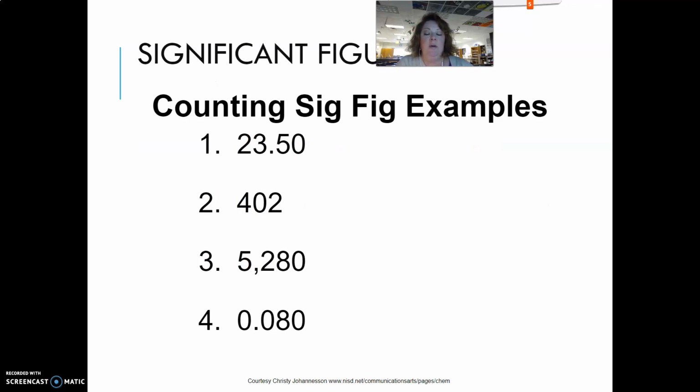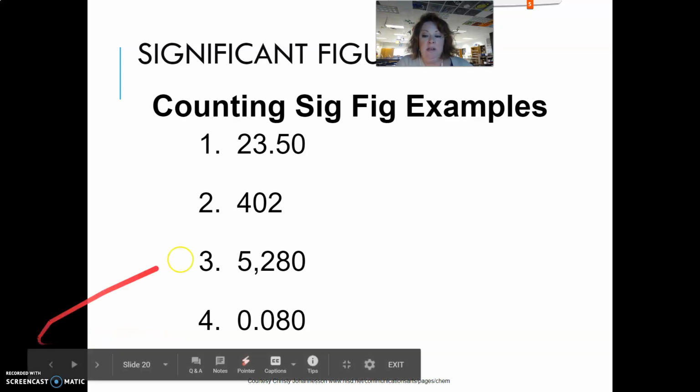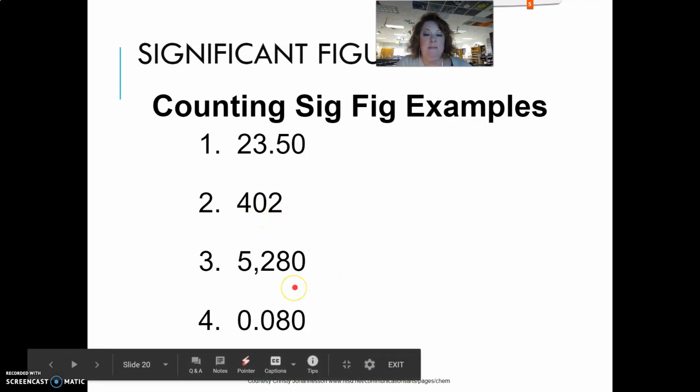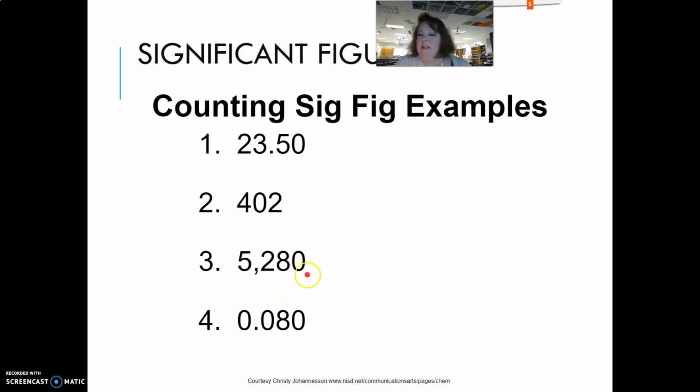So number 1, 23.50. There are 4 significant figures because this 0 is to the right of a non-zero digit and we can see a decimal. Number 2, there are 3 significant figures because this is a sandwich 0. It is sandwiched in between 2 non-zero digits. Number 3, 3 sig figs. This 0 is not significant because although it is to the right of a non-zero digit, there is no decimal that we can see.